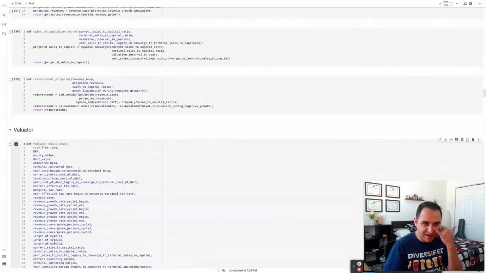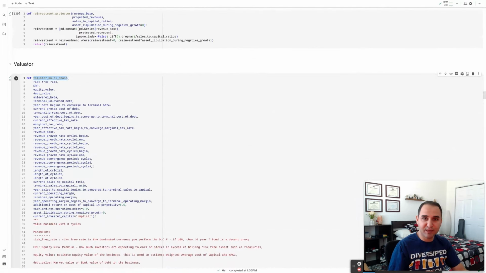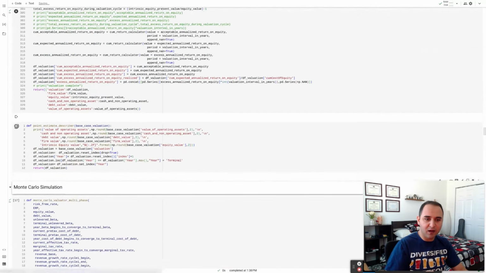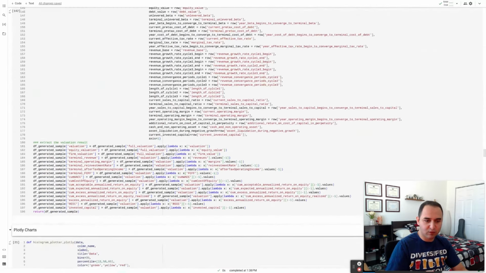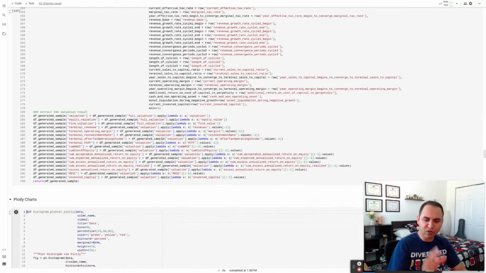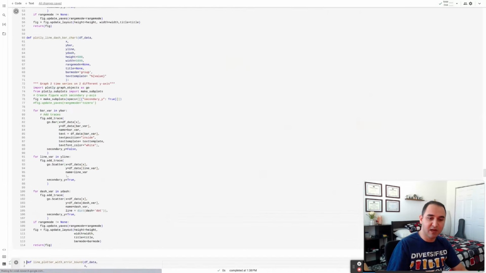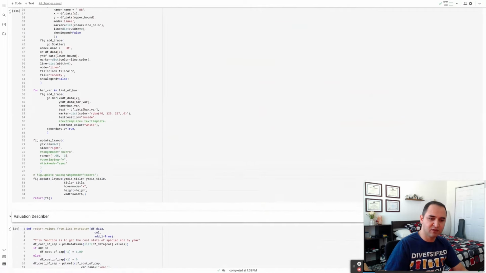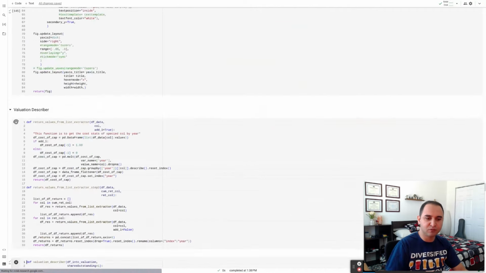This function, evaluator multiphase, is the function that actually takes all the inputs that we need to drive evaluation of a business. It takes about 35 inputs, and this is the one that we'll be using. There are some other functions that I will just run. Those are for Monte Carlo simulations, DCF simulations that I will be covering in the next sessions.